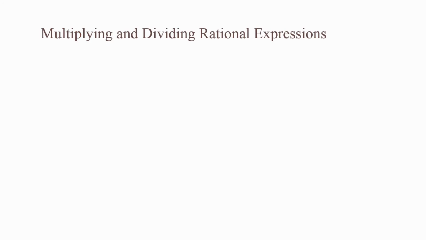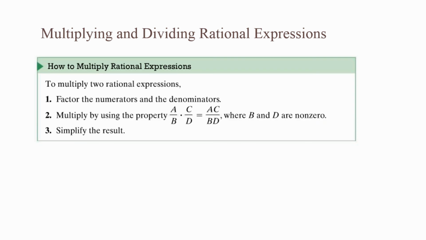Multiplying and dividing rational expressions. To multiply two rational expressions, first, factor the numerators and the denominators. Second, multiply by using the property a over b times c over d equals a times c over b times d, where b and d are non-zero. Third, simplify the result.